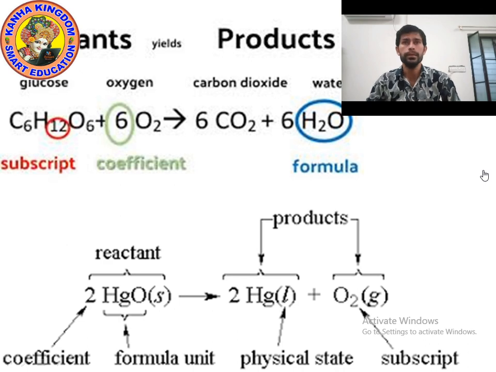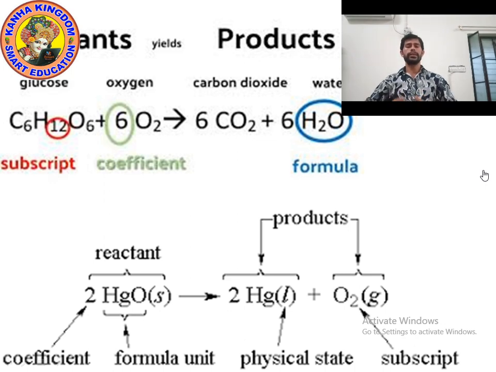Okay, now look at the product, 6CO2, which means carbon dioxide. Can you tell me the coefficient of CO2, carbon dioxide? The coefficient of CO2 is 6, which means 6 molecules of carbon dioxide are present. Yes, and H2O, water, what is the coefficient of H2O? 6. It means 6 molecules of water are present. So we are getting 6 molecules of carbon dioxide and 6 molecules of water.